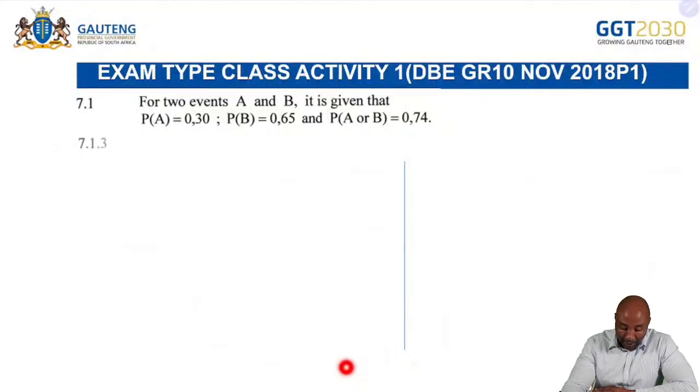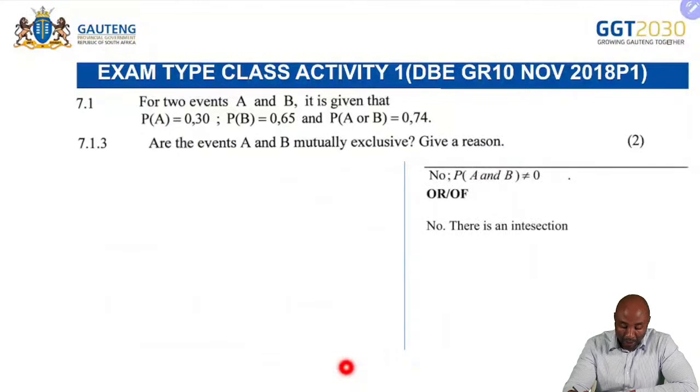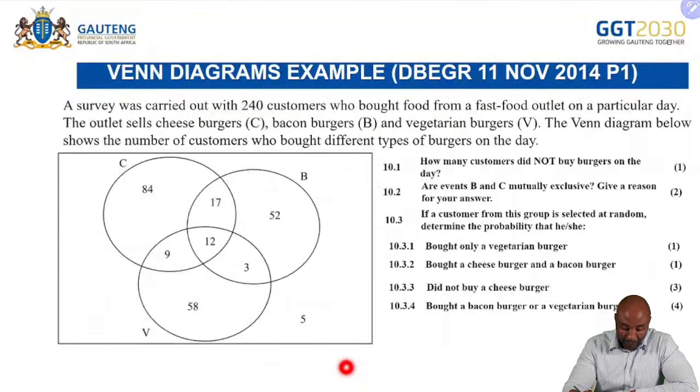The next question, are the events A and B mutually exclusive? You give a reason for your answer. In this case, mutually exclusive events, they should be disjoint. In this case, there's an intersection, so the events are not mutually exclusive.